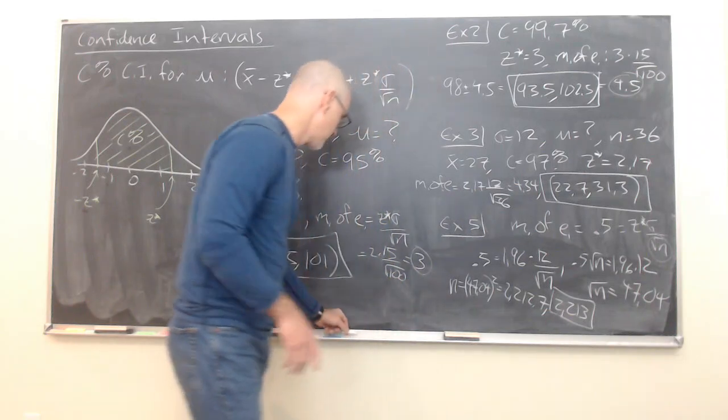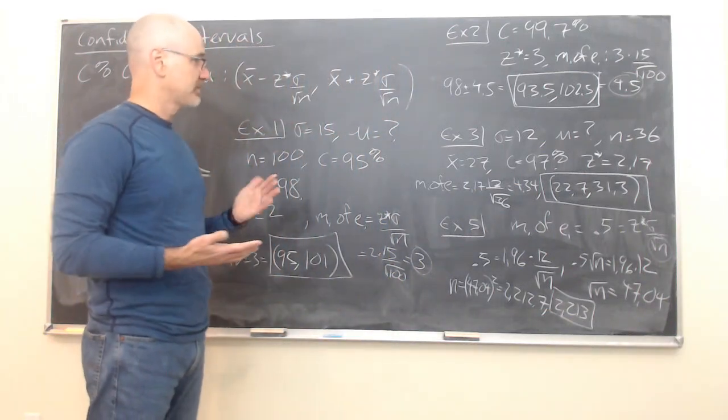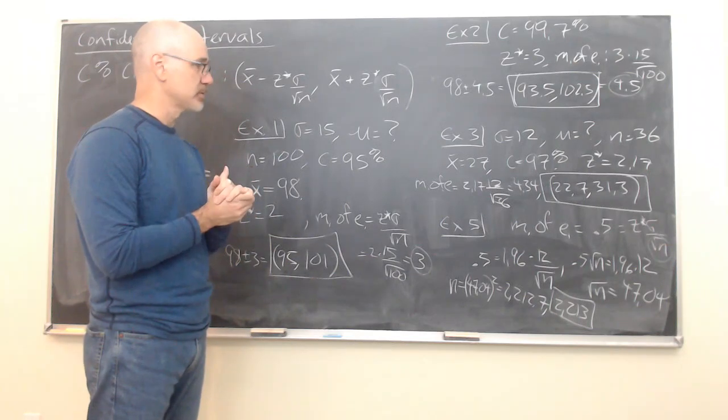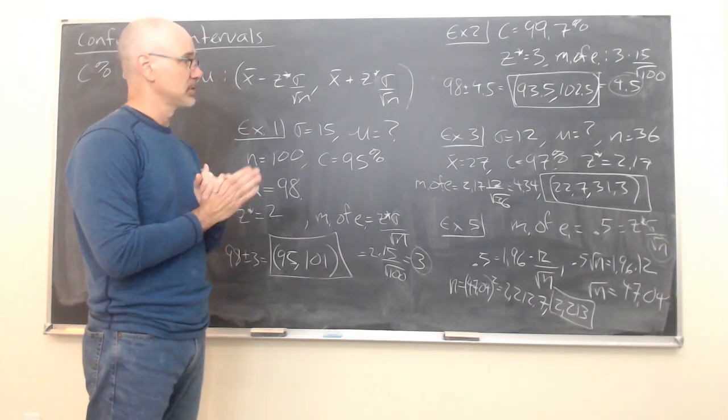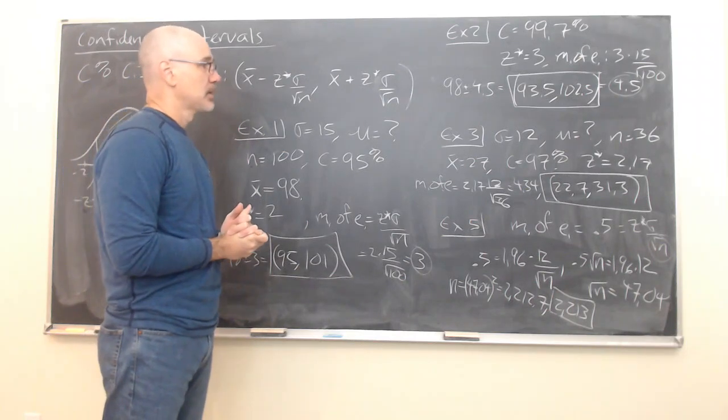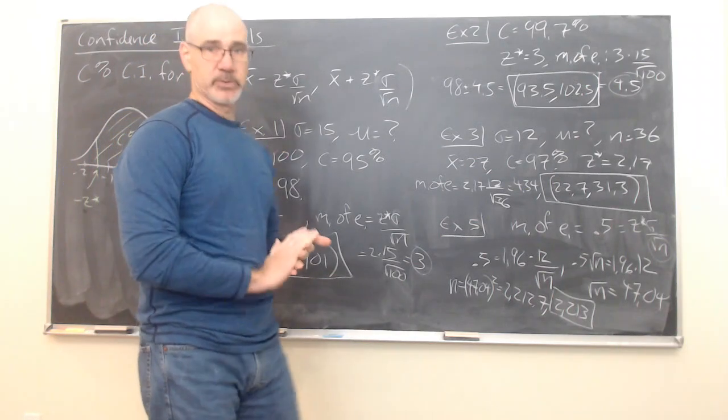Right? So those are a few representative examples of the sort of thing that we'll be doing with confidence intervals when you know sigma. Later on, in a couple of days, we'll talk about what happens when you don't know sigma. And next up, we'll do a couple of examples with sample proportions.